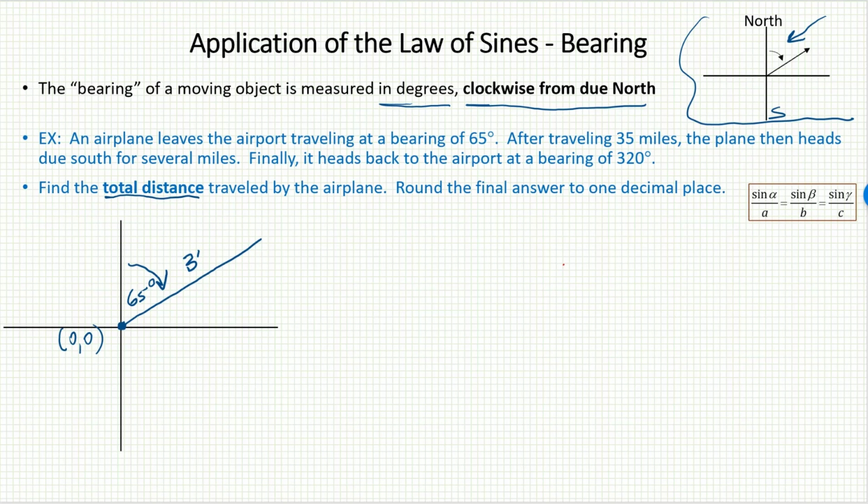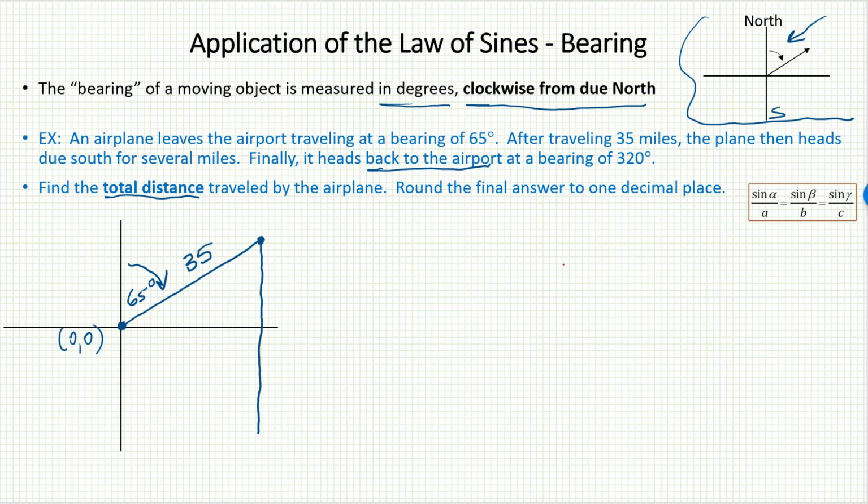So we know that distance. And then after that, it turns and starts traveling due south, so that would be straight down. I'm not exactly sure how far it goes here. We're going to have to figure that out. And its final bearing back to the airport is 320 degrees. So it's going to go back to 0, 0.